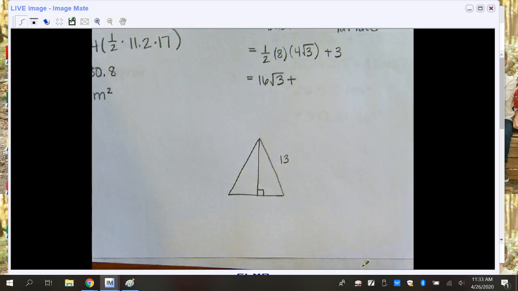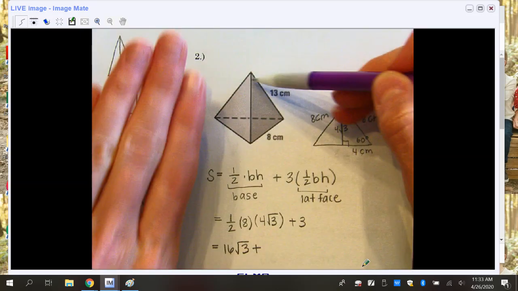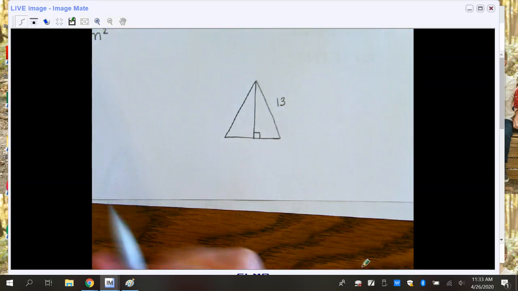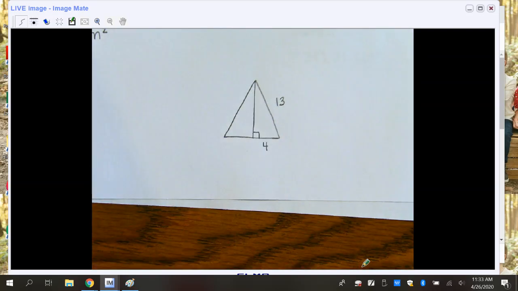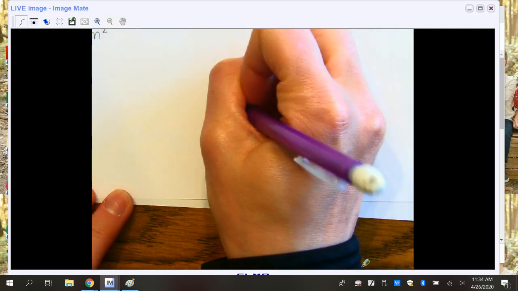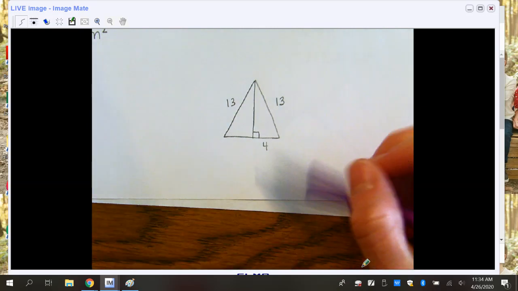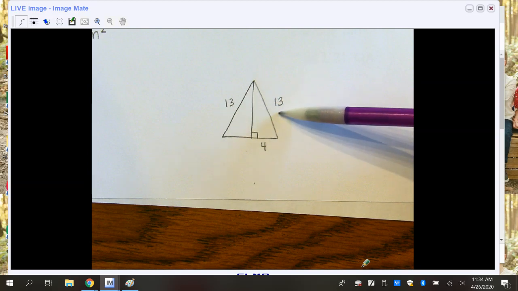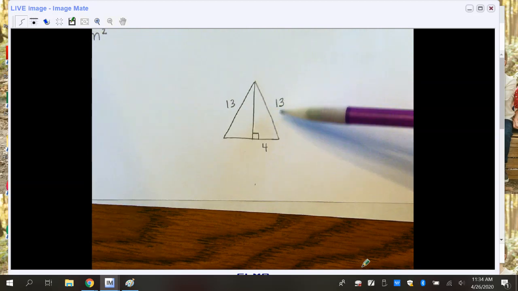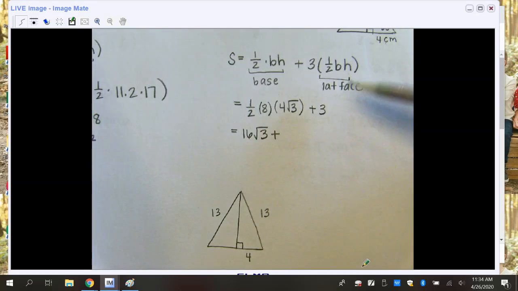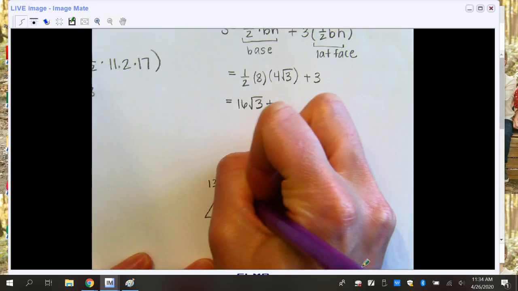Now, the faces are not equilateral triangles necessarily. They could be, but we know obviously they're not here because I've got 13 and 8 right here, so they're not the same. So this is not a special right triangle. This still, however, the height will cut the triangle in half since all of the faces are isosceles triangles. So I'm going to have to use the Pythagorean theorem to find the slant height, which is the height of the lateral face that you need in this formula.